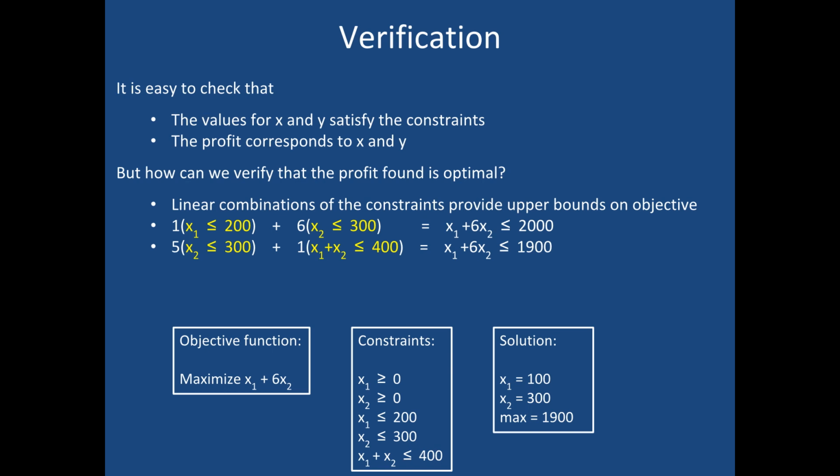We need to come up with an inequality that says x1 plus 6x2 is less than or equal to something. So if you pick 5 and 1, if you're lucky enough to pick 5 and 1, it works out, you get 6x2s and 1x1 must be less than or equal to 1900. And we're done. So just reasoning from these constraints, we're able to show that the objective function must be less than or equal to 1900. So you can't do better than 1900.